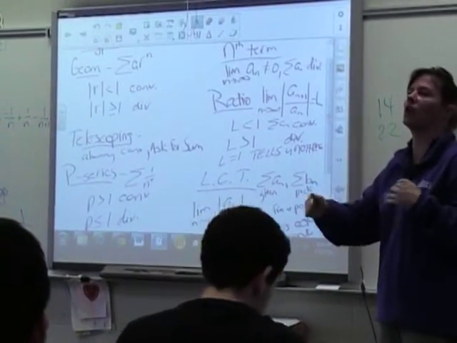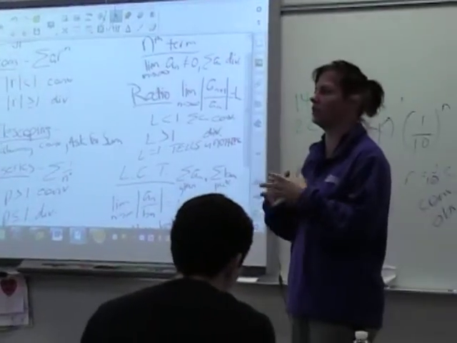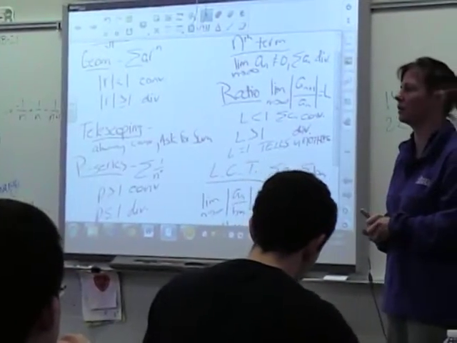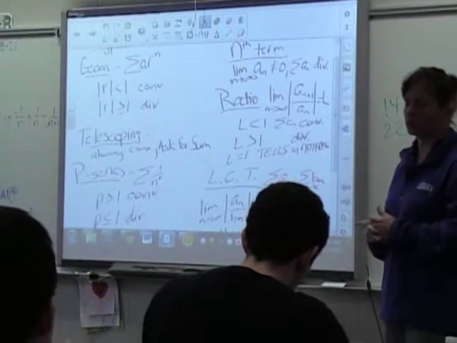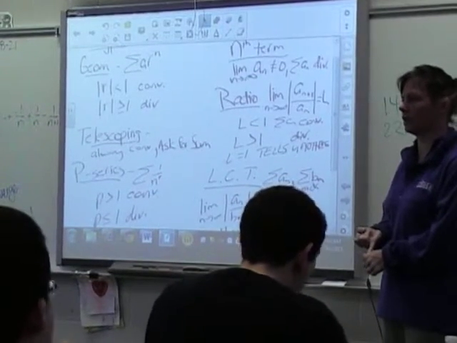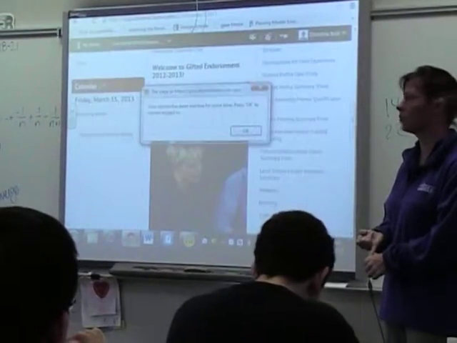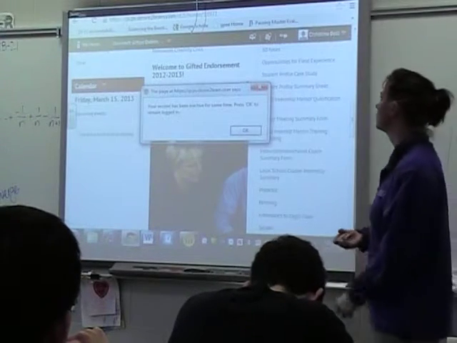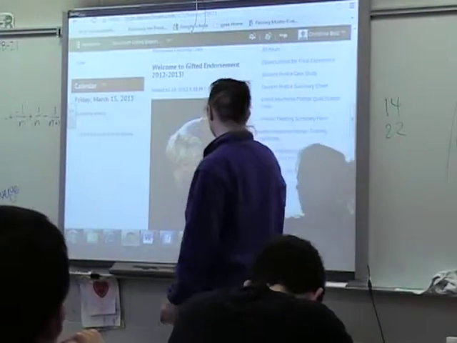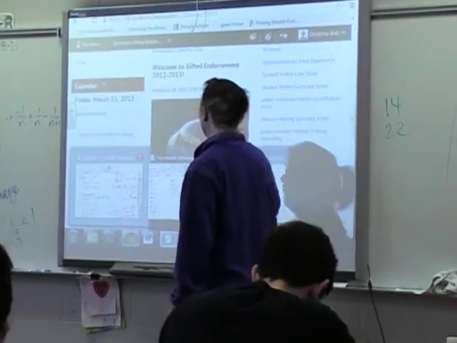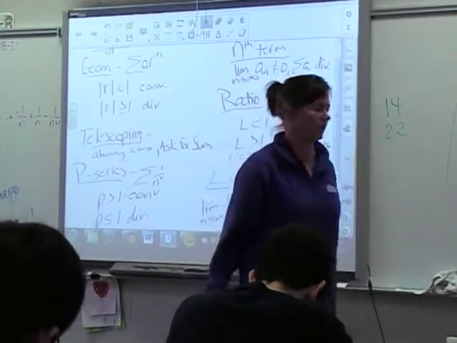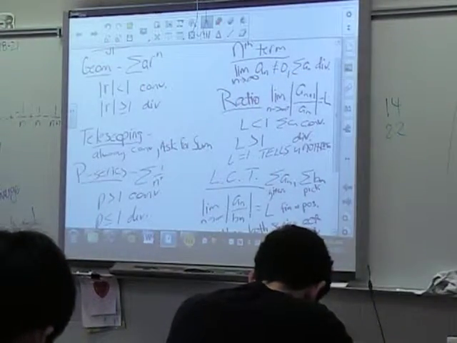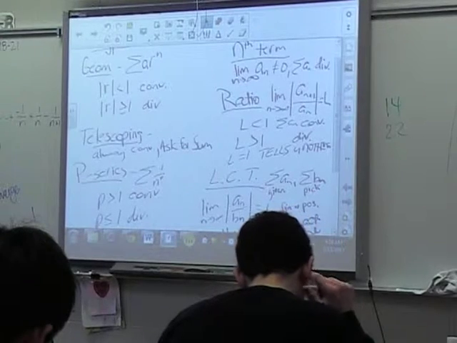And what will we more than likely have to do to a series to make it look like a telescoping series? Partial fractions. When does a P series converge? When P is greater than 1. When does a P series diverge? When P is less than or equal to 1.